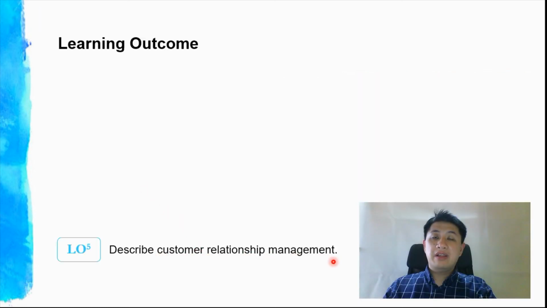So we have described customer relationship management, looking at the various concepts that tie in with CRM, otherwise known as customer relationship management.